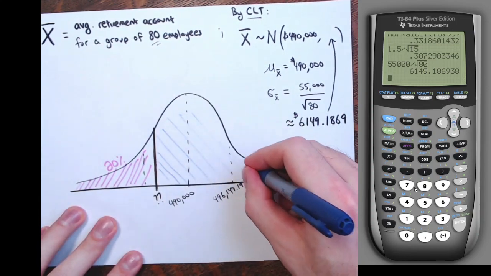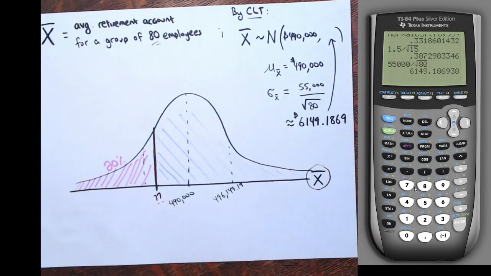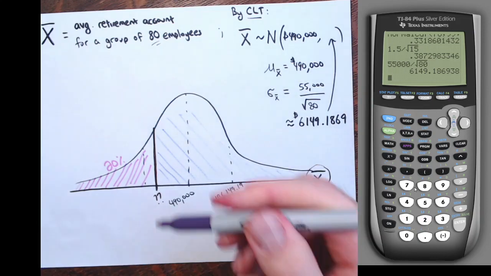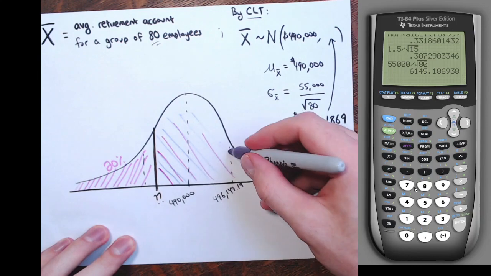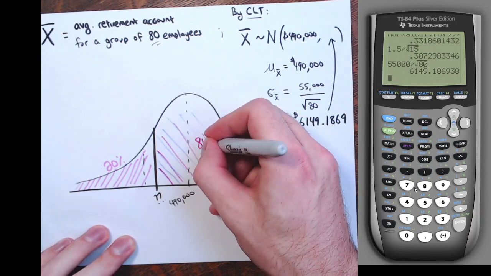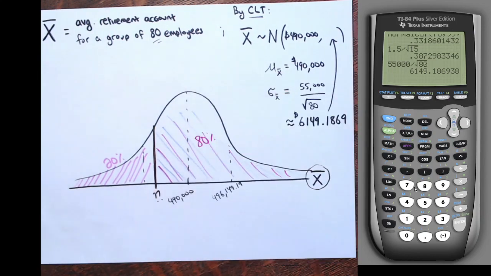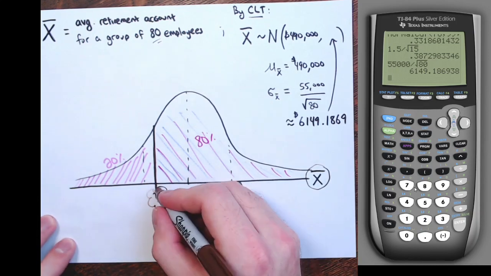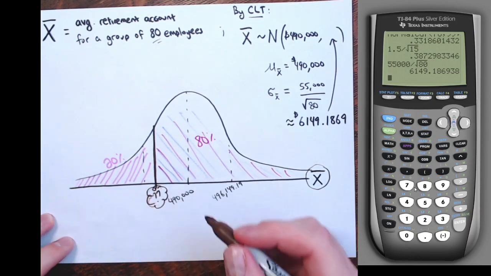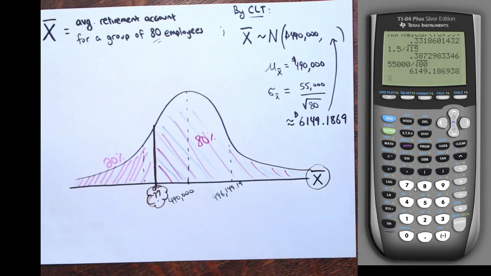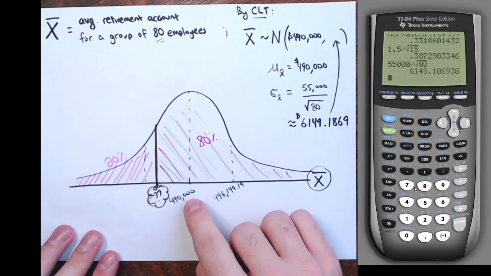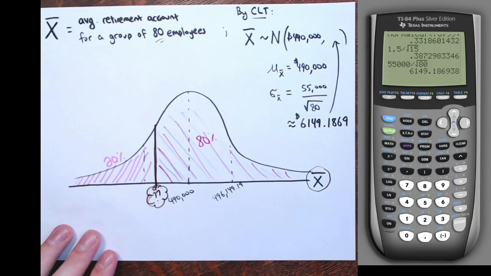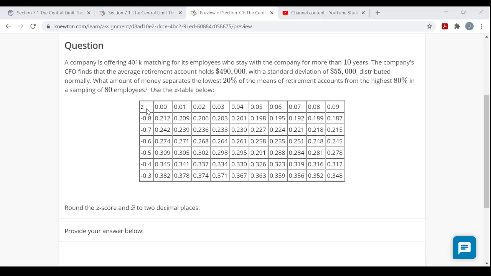Come on, it's pretty faint, I apologize. At the lowest 20% from the upper 80%. So what is this? All right, now if you're going to try to use those tables, remember the tables involve z-scores. The tables involve z-scores.